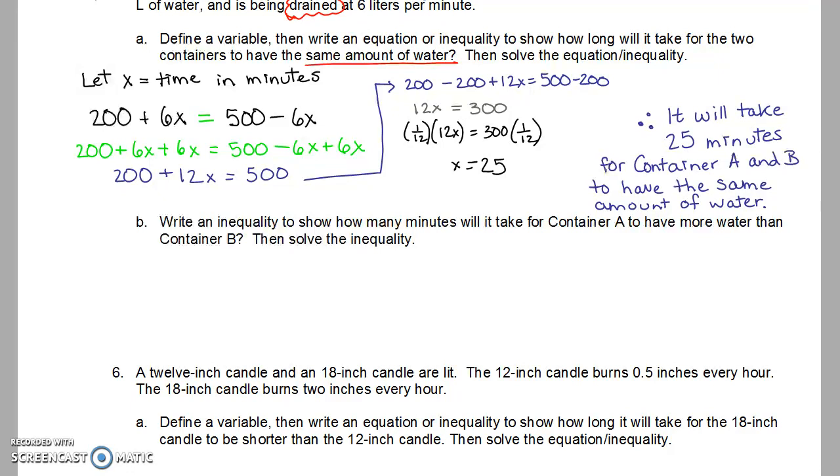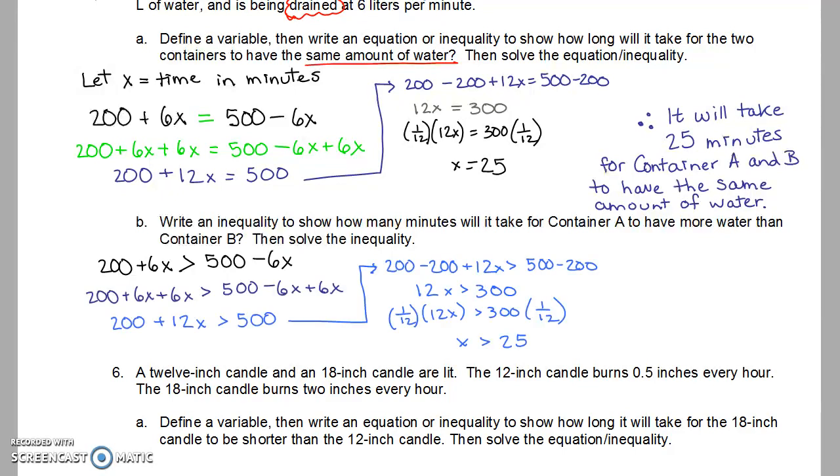I'm okay with you using your variable definition from part A without having to rewrite it since the problem goes together. So container A has 200 plus 6x, and we want to know at what point it's going to have more than container B. Again, now is a good time to hit pause and try to solve the problem on your own. Once you solve for x, you will see that x must be greater than 25 minutes.